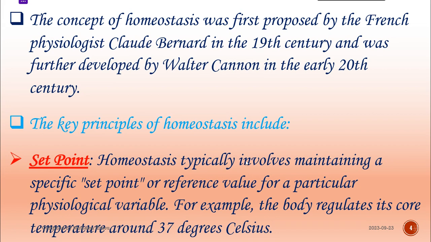Let's talk about the key principles of homeostasis. Number one, we have the set point. We say homeostasis typically involves maintaining a specific set point or reference value for a particular physiological variable. For example, our body's temperature, we know it is 37, but within our environment it changes, either it decreases or it increases. So through homeostasis, our body temperature is maintained at around 37 degrees Celsius despite those changes in the environment, because 37 degrees Celsius is the set point, that reference value.